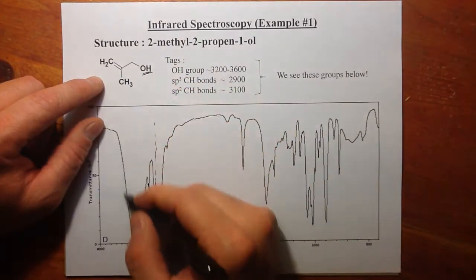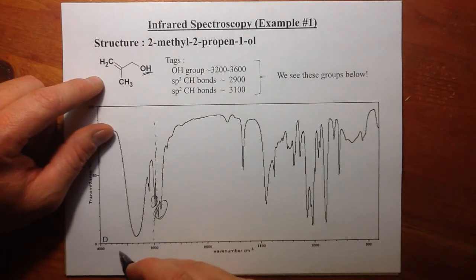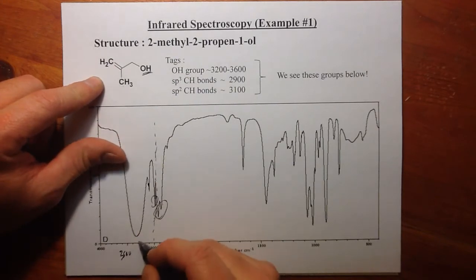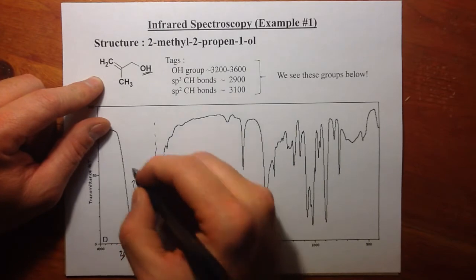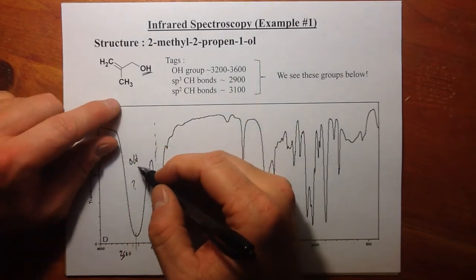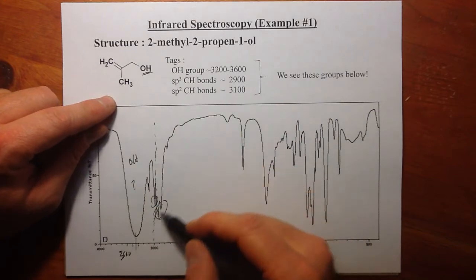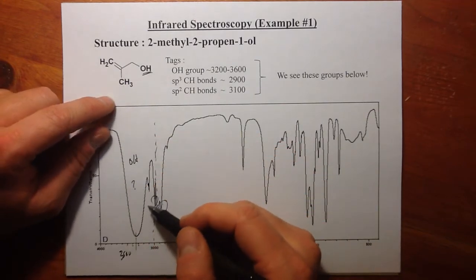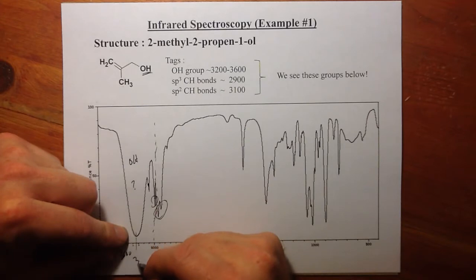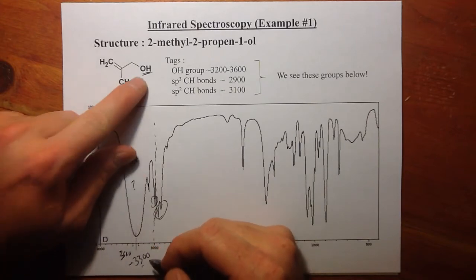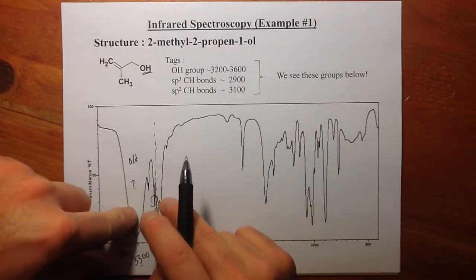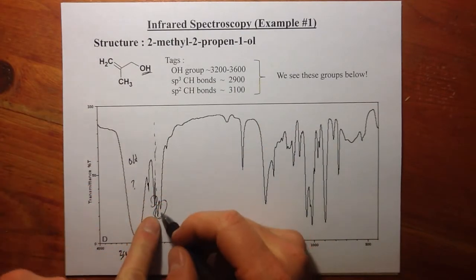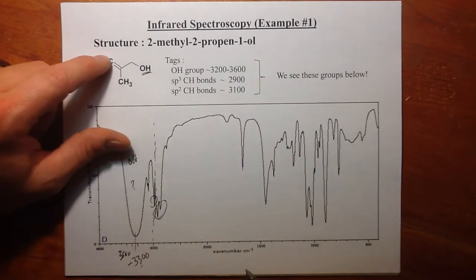But we also see this broad signal centered around, it looks like, 3,300 roughly, a little bit higher, 3,400, 3,300. So that indicates I have an OH group, and it's not in a carboxylic acid. That would be centered around 3,000 in a very broad signal. This is centered around 3,300 roughly, so that indicates an OH group is present. And so we could say, just from the data, I'm thinking there are some CH groups, and I have an OH.